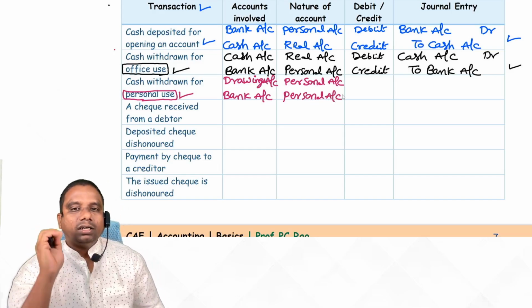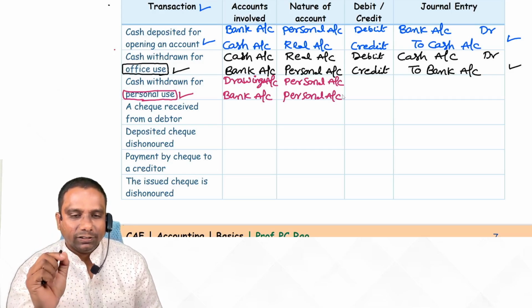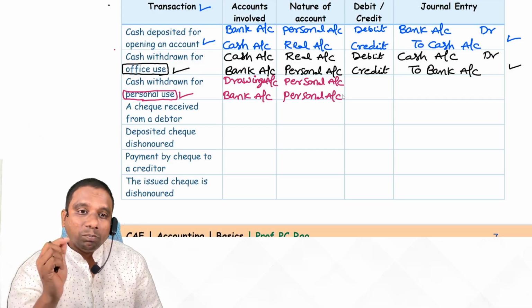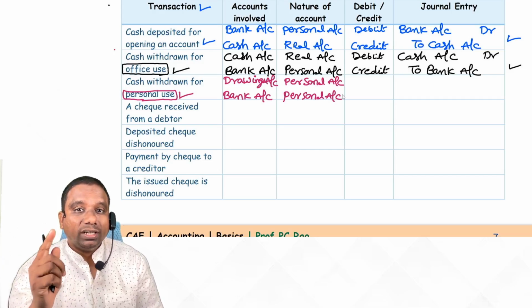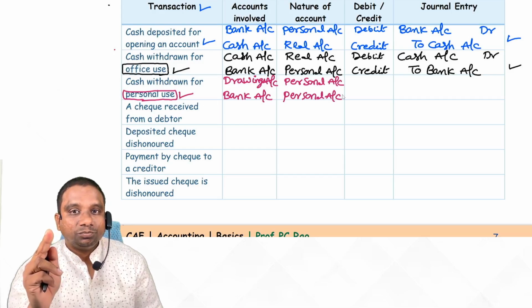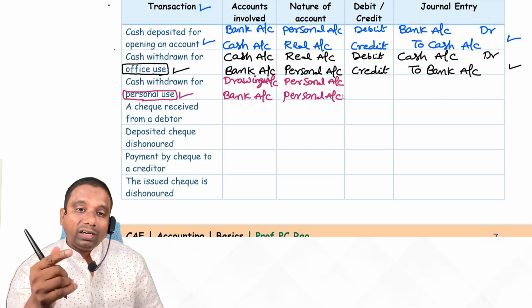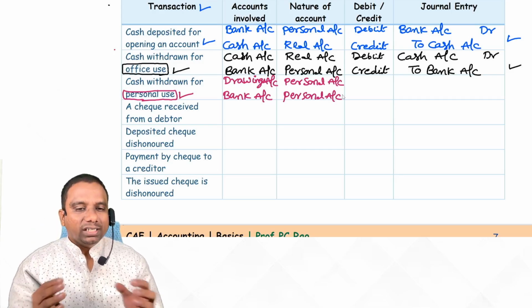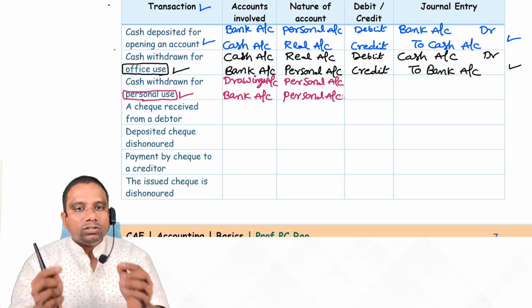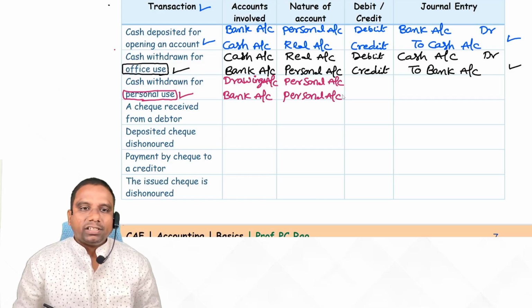So here you can make a note. In a transaction, the accounts affected may be of the same category, same nature. Here drawings and bank are both personal accounts. In some transactions, suppose furniture purchased for cash, furniture and cash are both assets, real account category. So in an entry, the accounts affected may relate to the same category. Yes or no, students?